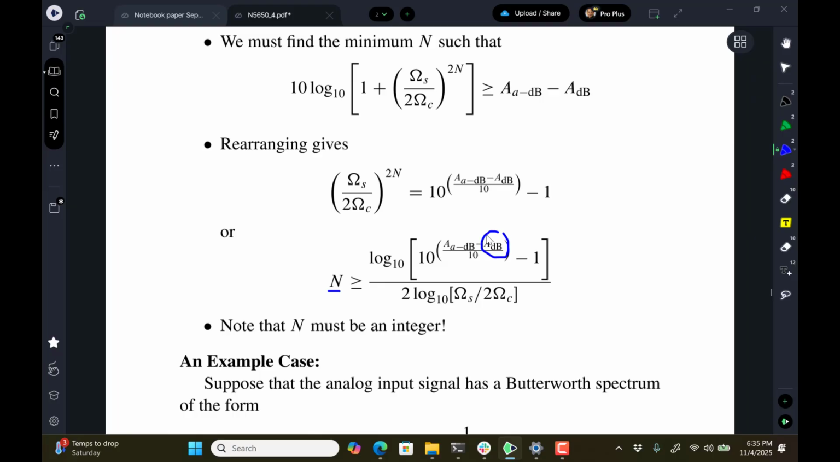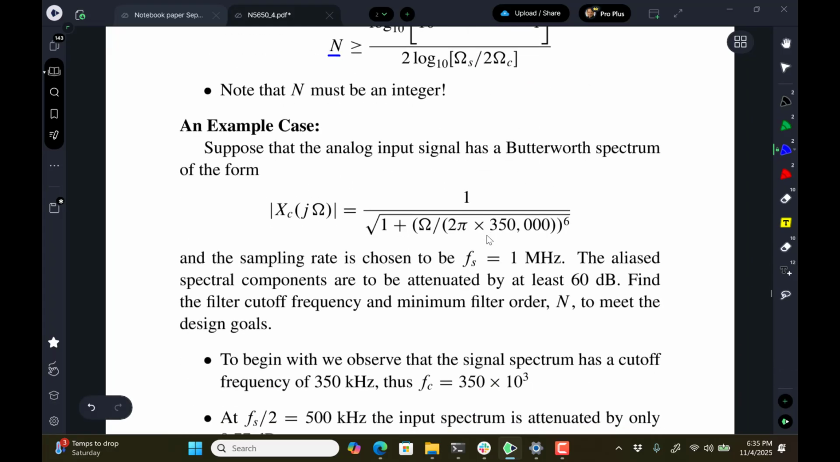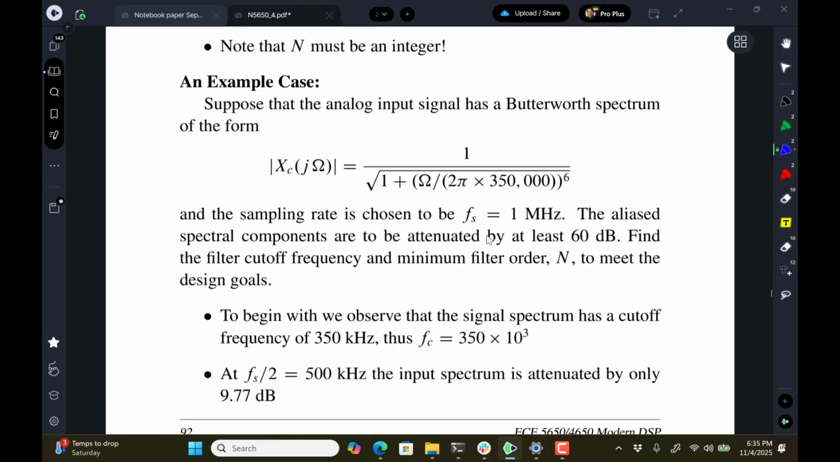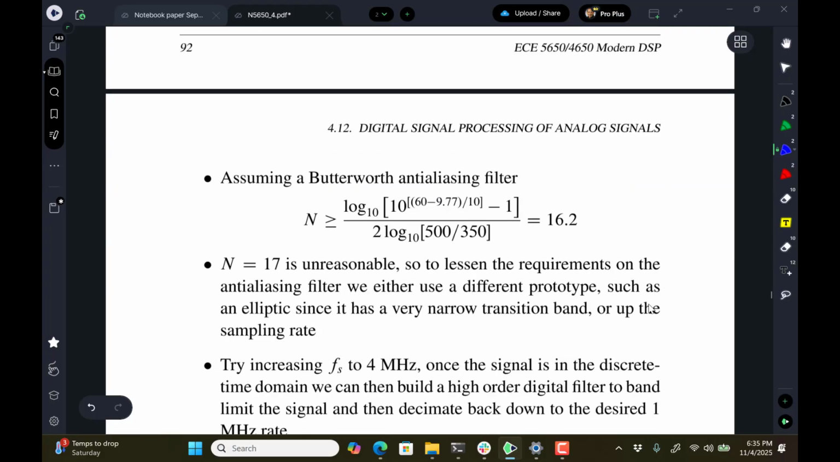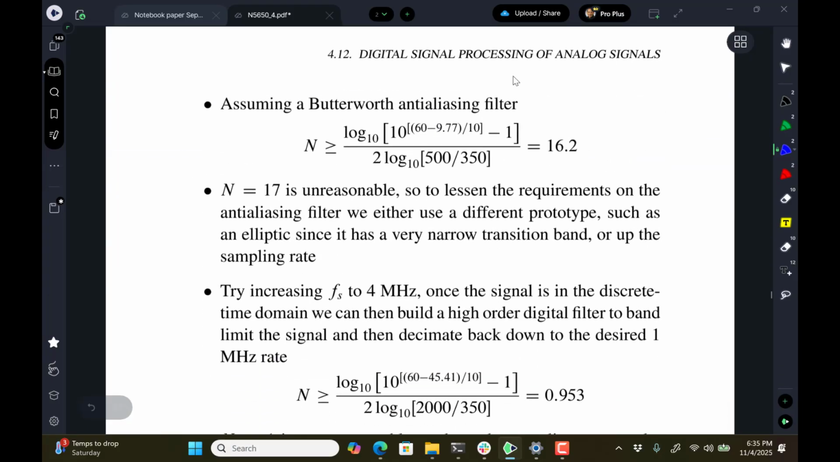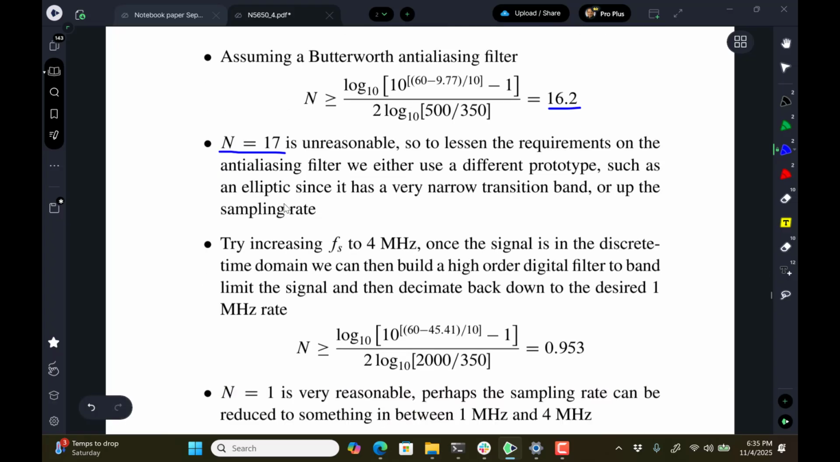So I take a case of sampling at 1 megahertz, have a Butterworth spectrum that's 350 kilohertz, and I want it to be attenuated by at least 60 dB at the folding frequency. So I work through the equation, and I say Cn has to be greater than 16.2, so that means you have to come up to the next integer value. A 17th order Butterworth filter for this particular spectrum is pretty crazy. So the first design is a 17th order Butterworth and sampling at 1 megasample per second.